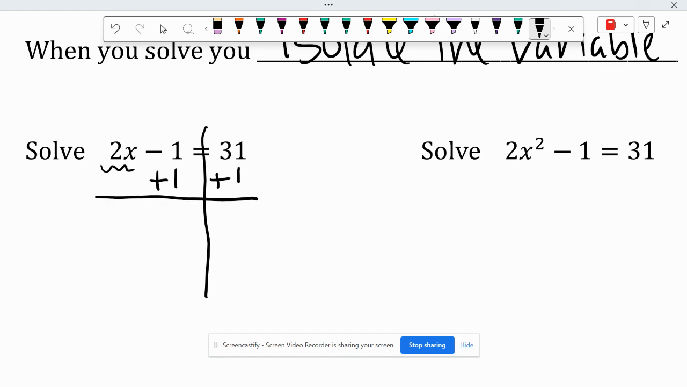This is a 2-step equation. I'm trying to get the variable alone. So the first thing I'm going to do is add 1 to both sides. So I have 2x equals 11 plus 1 is 12. Now what am I going to do?